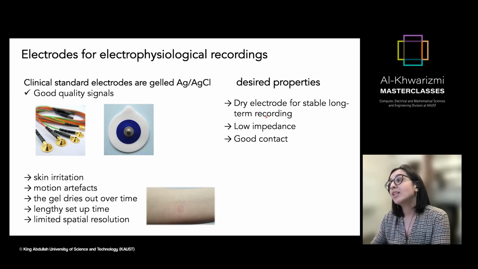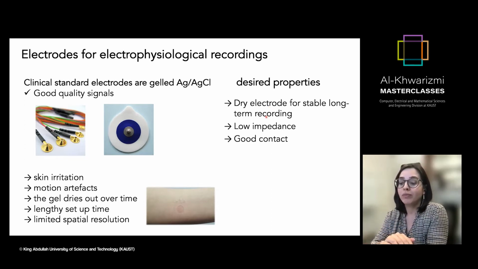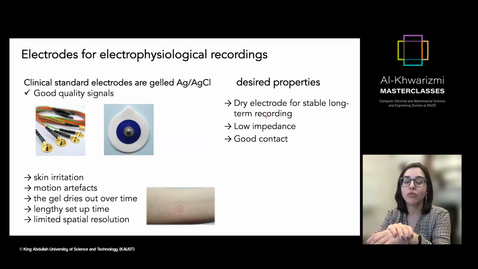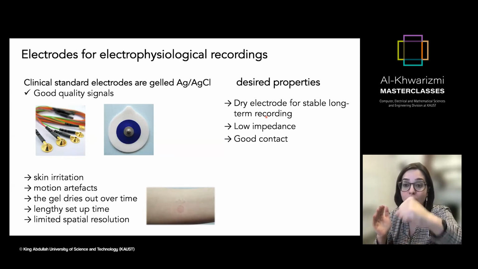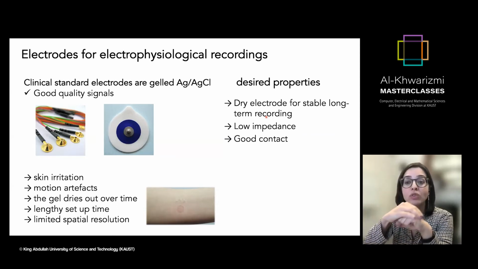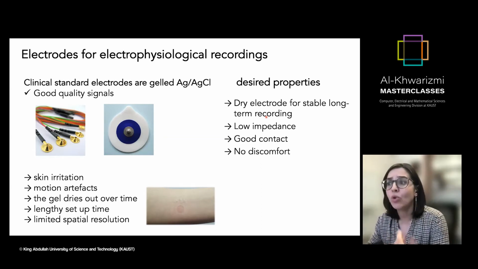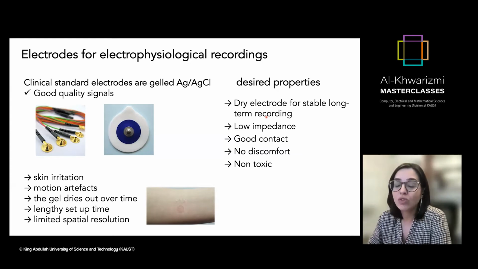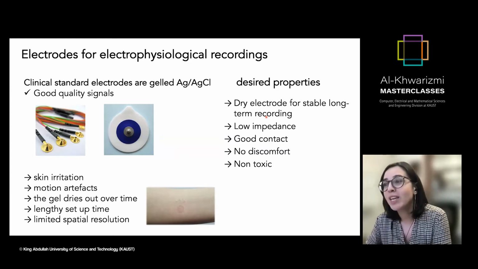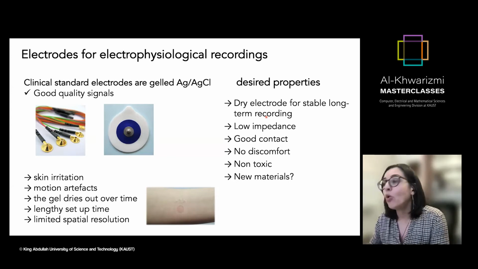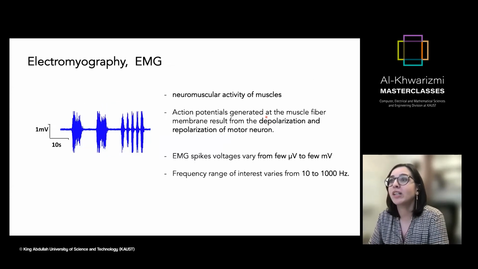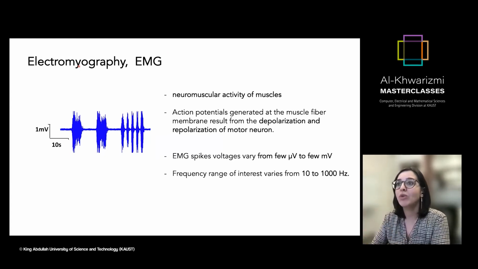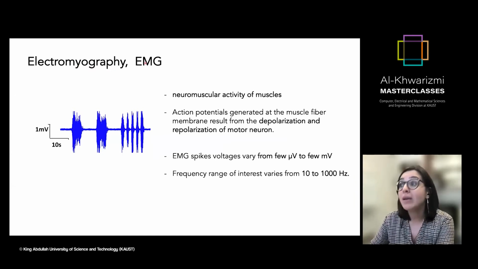They need to make good contact, so that means they need to conform on the curvilinear parts of our body, right? It's easy to interface something rigid with a rigid electrode, but once you have certain shapes, then your electrode needs to get into that shape as well. And obviously they should not cause any discomfort, so that they can be used for a long time. And needless to say, anything you put on your body, you want it to be non-toxic. So that calls for new materials, right? And that is where PEDOT:PSS will come into play. I'm going to show you in this example how we use PEDOT:PSS for EMG recordings.